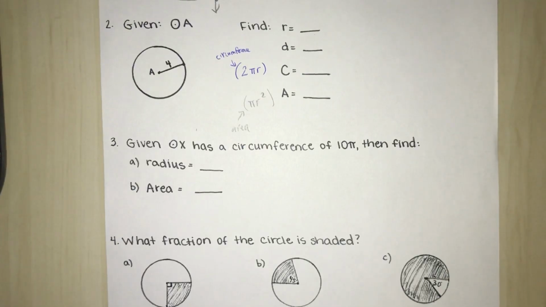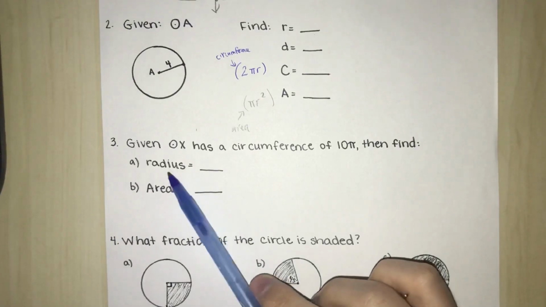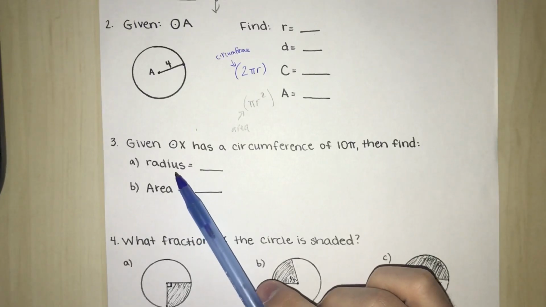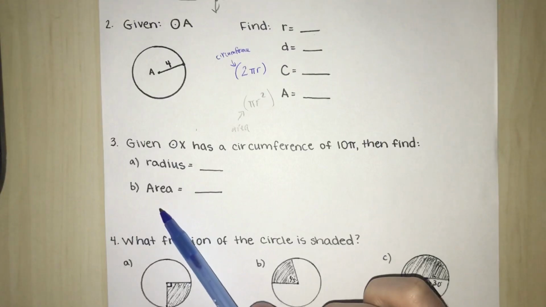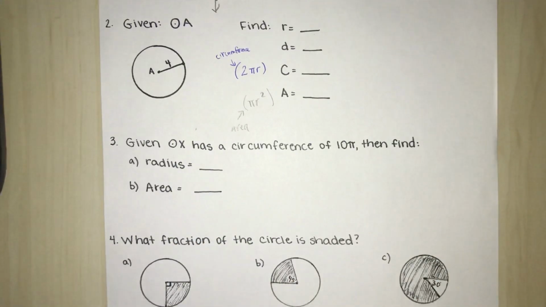Next up, given circle X and it has a circumference of 10 pi, find the radius and find the area. Something to remember is that obviously we're finding the radius here, right? But we also need to find the area. But to have the area, you need the radius. So this is kind of a loaded question. You need part A to get part B.